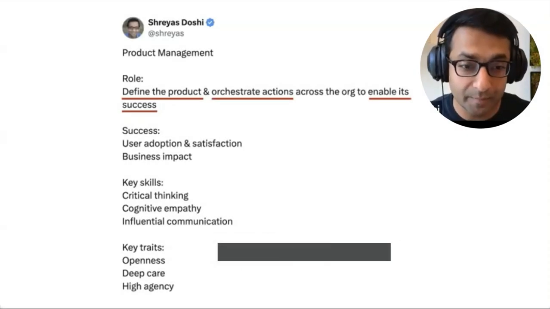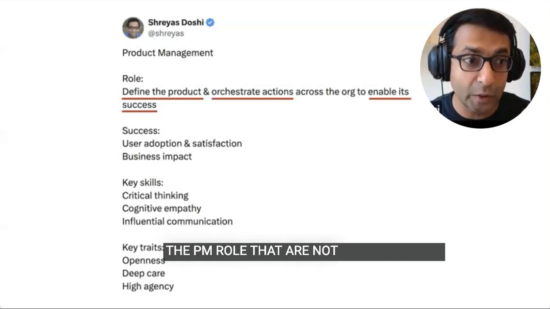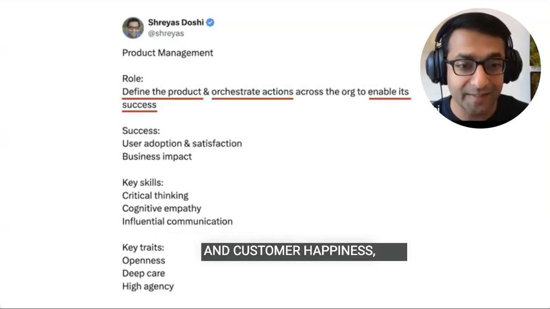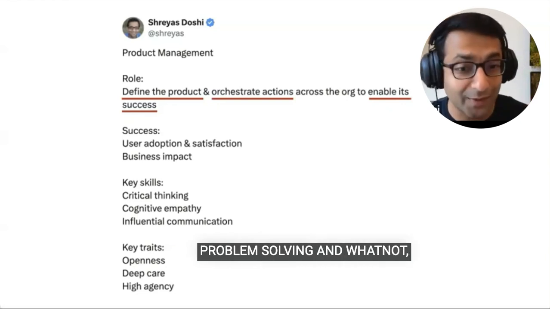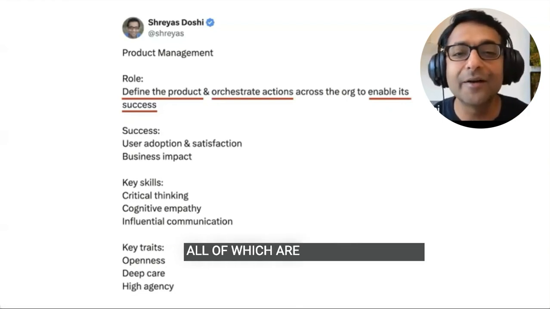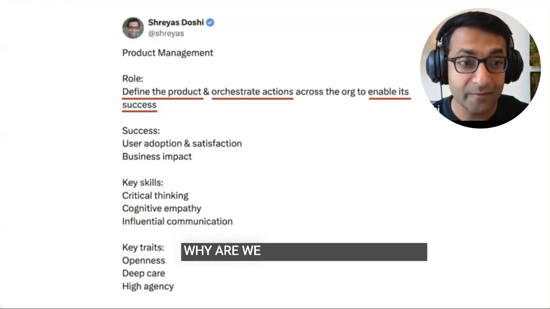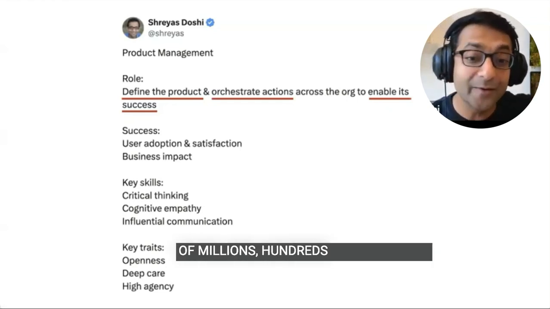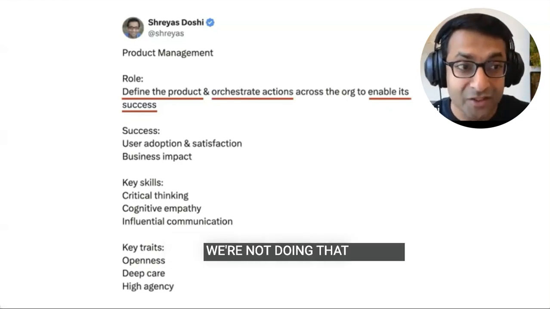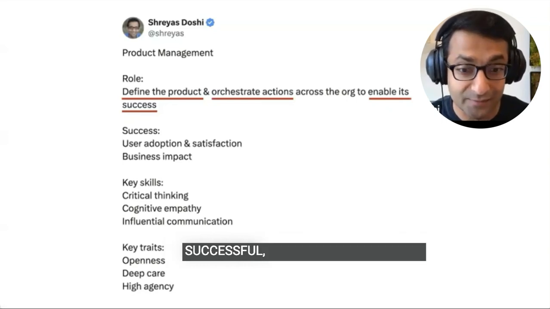The third most important part is product success. Now, I'll tell you there are many definitions of the PM role that are not direct enough. They talk about things like impact and customer happiness and problem solving and whatnot, customer obsession, all of which are, of course, useful. But why are we doing this job? Why are we spending millions, tens of millions, hundreds of millions of our company's money on this product? We're not doing that just to solve customer problems. We're doing that to make our product successful, make our product win.